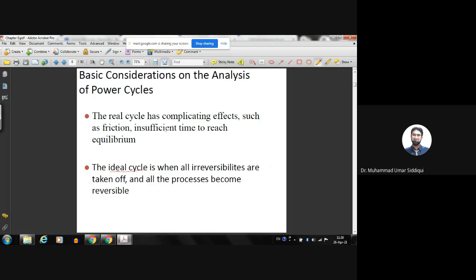The real cycles have some complicating effects such as friction and insufficient time to reach equilibrium. These are some of the irreversibilities within the real cycles, but we are not going to consider the real cycles a lot. We are going to focus on the ideal cycles within the course.